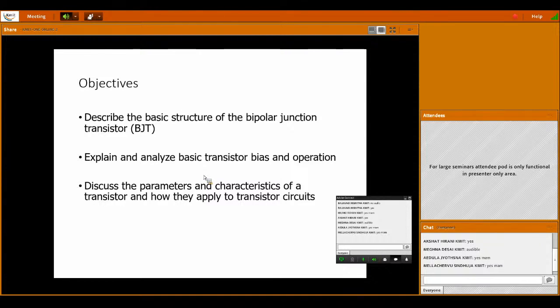So the second concept is the analysis of basic transistor biasing, as well as the operation of the basic transistor. We have two types of transistors, and I will clearly mention the working principle of each transistor configuration. Thereafter we are going to learn about the characteristics. The third concept is parameters: what parameters we have in transistor analysis, and based on the characteristics of the transistor, where you can apply those transistors. For three configurations: common base, common collector, and common emitter configuration.